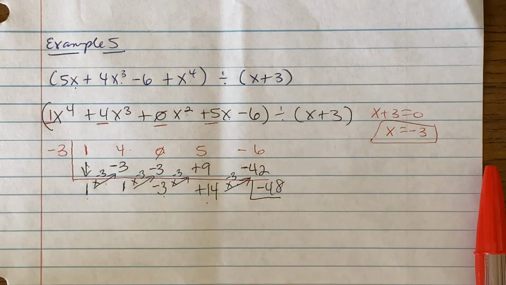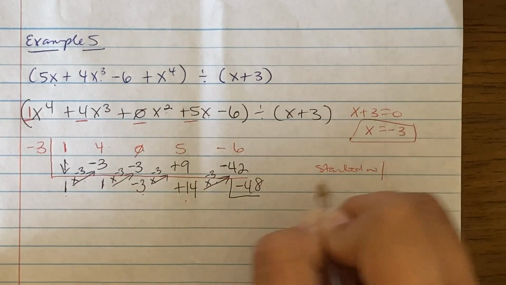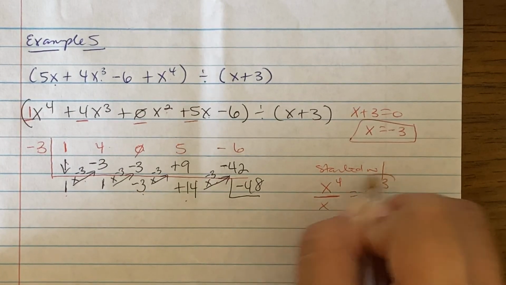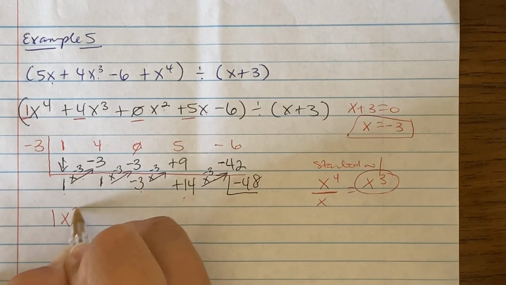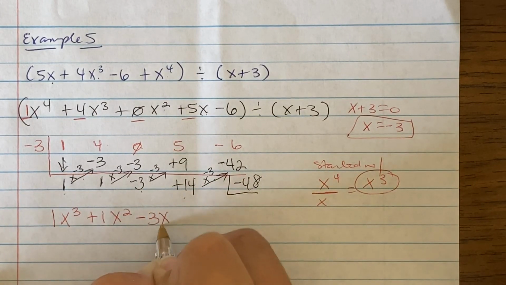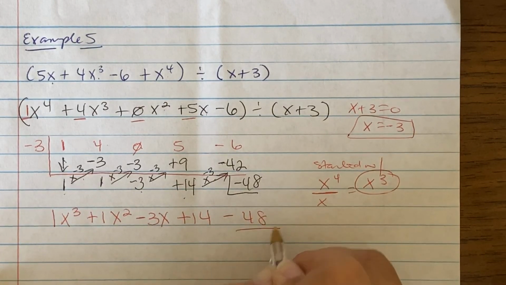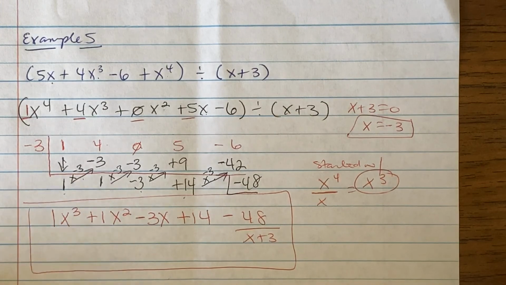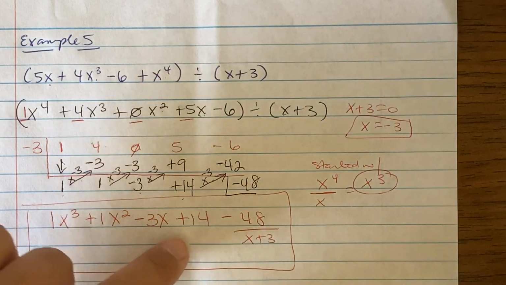So now remember terms. We started with x to the fourth, and we were dividing by an x. So we are x cubed for our term pieces at the beginning. So we have 1x cubed, positive 1x squared, minus 3x, positive 14, minus 48 divided by x plus 3. Synthetic basically means if you started out originally with a power of 4, you're going to start with a power of 3, and you're just decreasing powers down as you go.